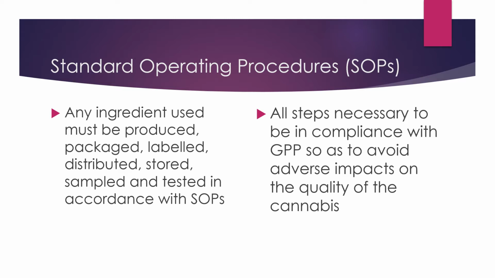So standard operating procedures are used because, according to regulations, anything that will be used as an ingredient must be produced, packaged, labeled, distributed, stored, sampled, and tested in accordance with standard operating procedures. Standard operating procedures should include all steps necessary to be in compliance with good production practices so as to avoid adverse impacts on the quality of the cannabis.